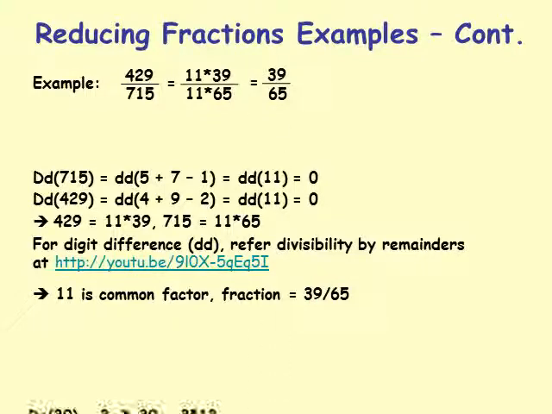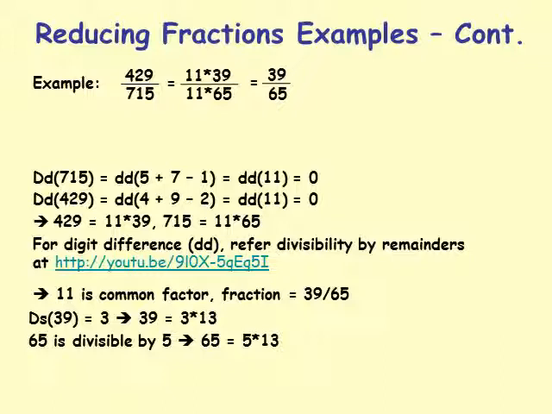Now 39 has 3 as a factor, and 39 is 3 times 13, and 65 has 5 as a factor, and it is equal to 5 times 13. So that's 3 times 13 as the numerator, 5 times 13 in the denominator, and 13 is a common factor we can cross out.